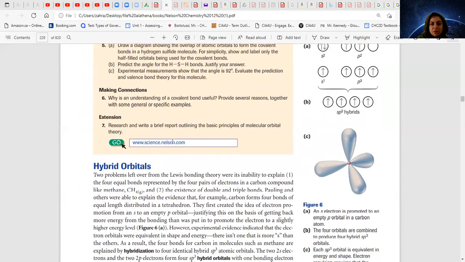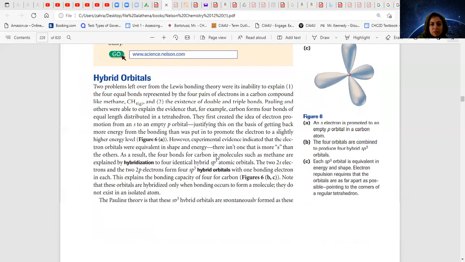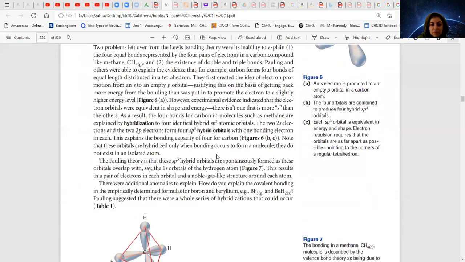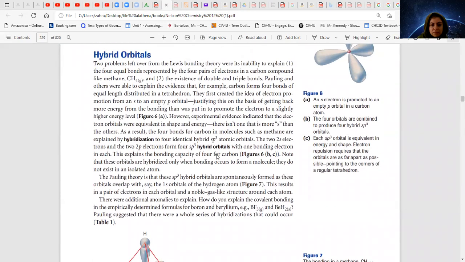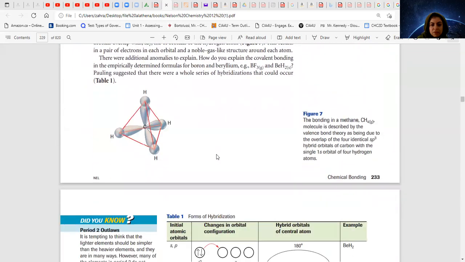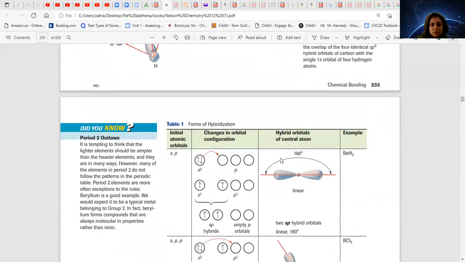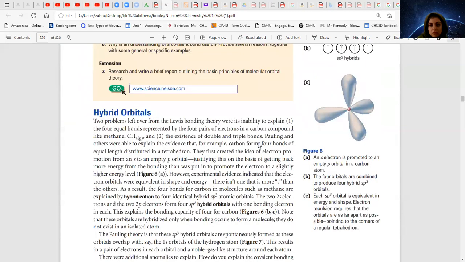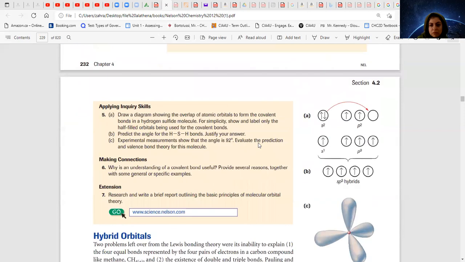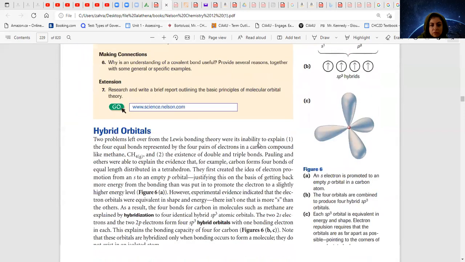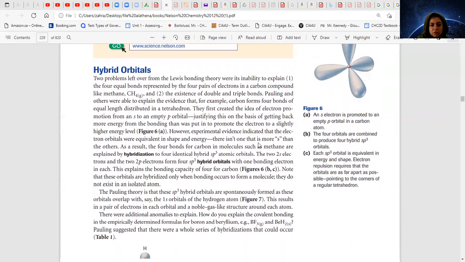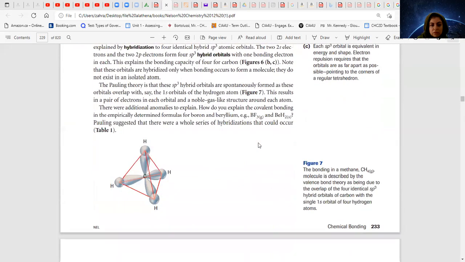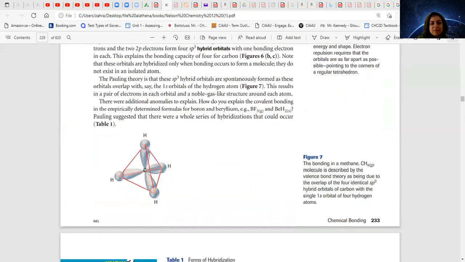Now we're doing the hybrid orbitals. Okay, we'll see what the hybrid orbitals are. The example that they did here is BF3. I'm going to do the example of CH4 to explain what the hybrid is.